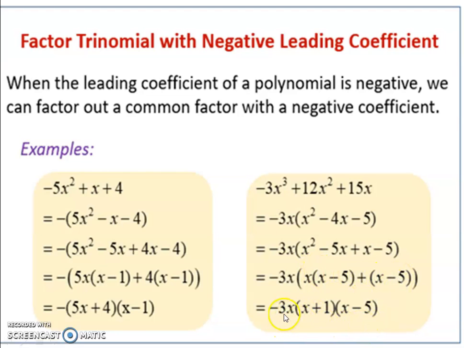So we derive how many factors? Minus 3x is the first factor, x plus 1 is the second factor, and x minus 5 is the third factor. So we conclude that if a negative coefficient is available in a quadratic equation or polynomial, we have to take only the negative sign and common term outside, and we convert it into a quadratic equation, use the middle substitution method, and derive the final answer. That is called factoring a trinomial with a negative leading coefficient.